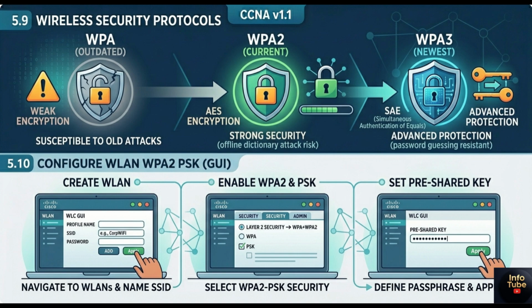Steps. In the GUI, you create a new WLAN, give it an SSID, the name people see, enable WPA2 security, and define the pre-shared key. Verification. You check the WLAN's summary page to ensure the status is enabled and the security settings match your requirements.